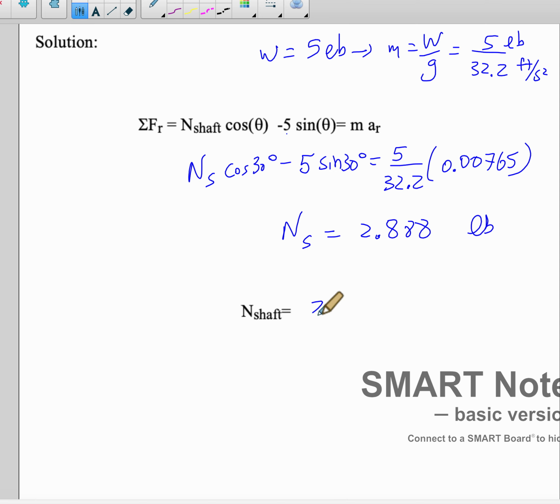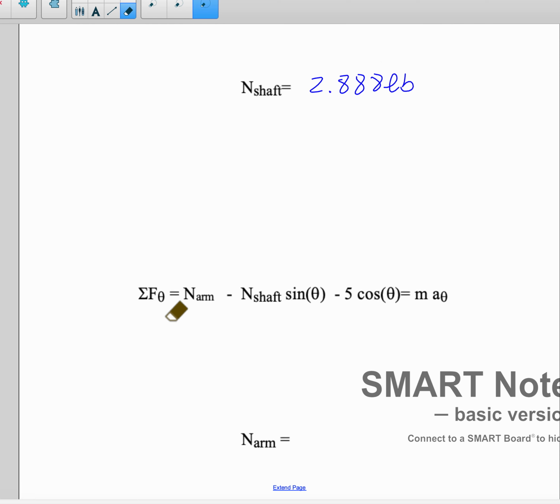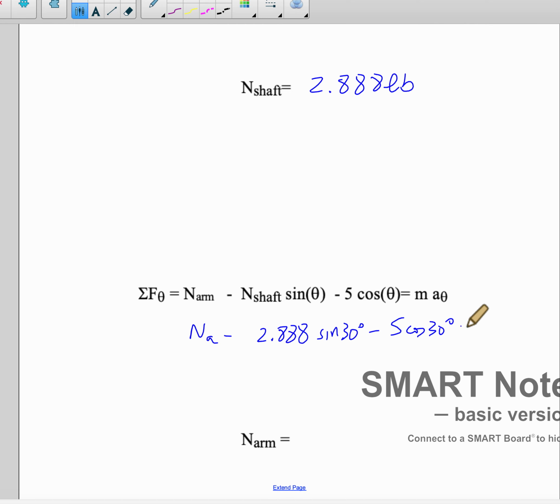Oh, silly me, it was right here. 2.888 pounds. So sorry. There's the space. And then we scroll down a bit further, and then we can substitute in to find the normal arm force. Mass again is 5 over 32.2. And the theta acceleration that we calculated is 0.013 repeating. So we solve for the normal force from the arm, and we get 5.776.